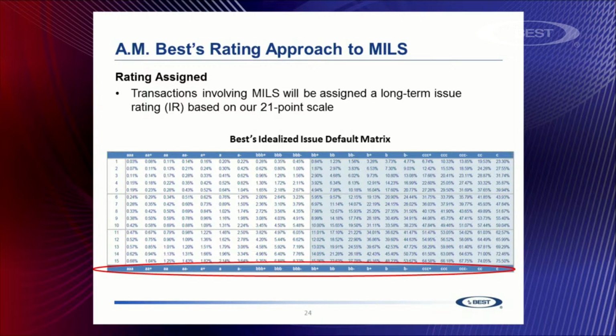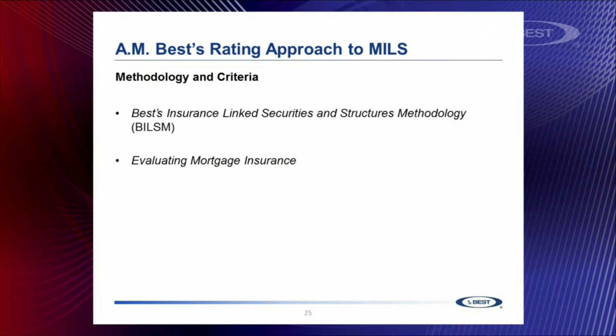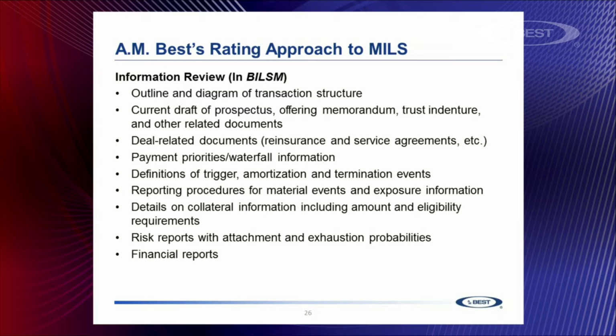The IR ratings has 21-point scale from AAA to C. AAA is the highest credit, while C is the lowest one. In this slide, we show the idealized issue default matrix, which will be used later to determine the implied rating of the MILS. The methodology used to rate MILS is Best Insurance-Linked Securities in Structures methodology, or BILSM, while the criteria is evaluating mortgage insurance.